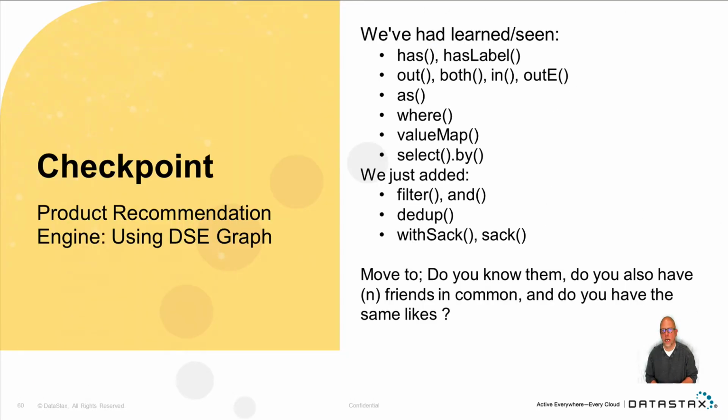Checkpoint. We have learned or seen previously: has label, out, both, in and out E. We did as, we did where, we did value map, and we did select by. We just added filter, which was pretty silly. We did dedupe, and we added with SAC. The hardest one on here right now is as and with SAC.